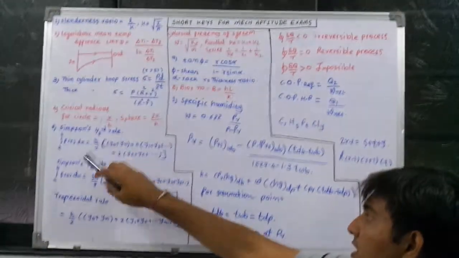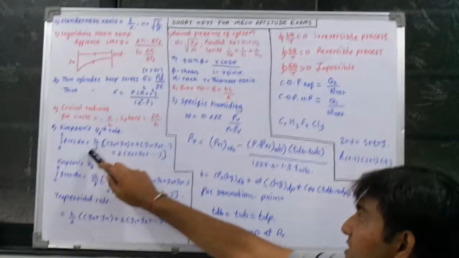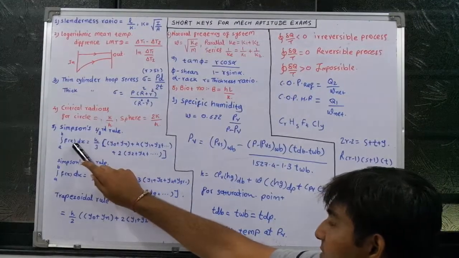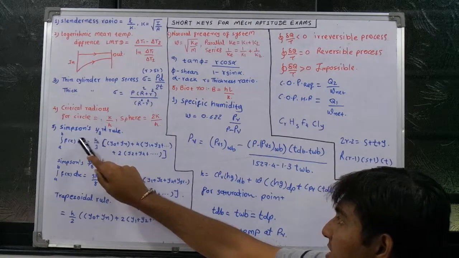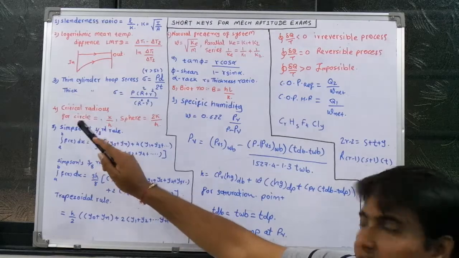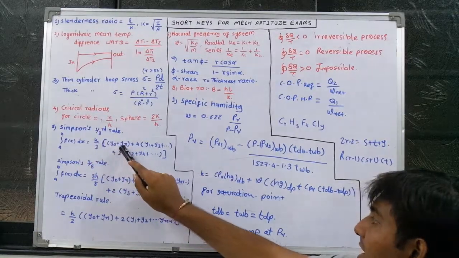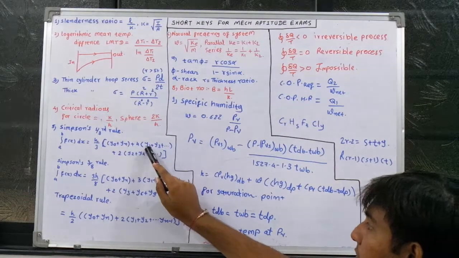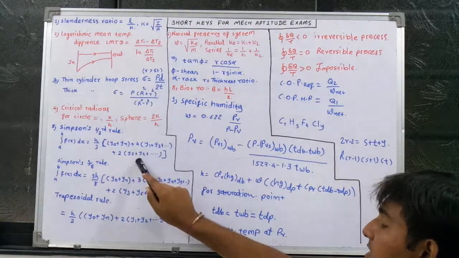Simpson's 1/3 rule. In the 1/3 rule, the integral of the function y is h by 3 into y0 plus yn, and h will be given by b minus a divided by n. N is the number of intervals which is given in the data. So y0 plus yn, first term and last term, plus 4 into odd terms and plus 2 into even terms.